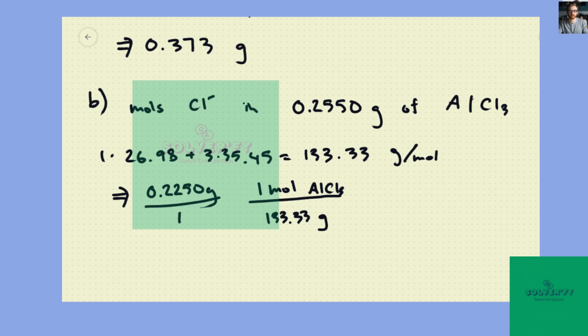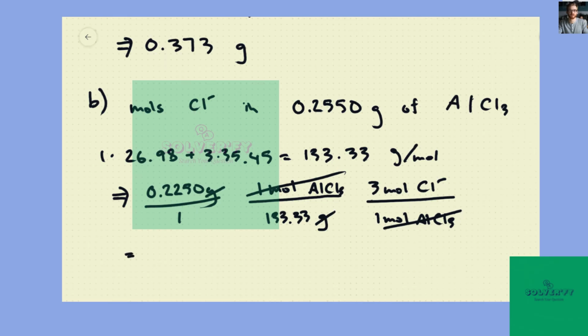And then we multiply how many chloride ions per aluminum trichloride. That's 3. So 3 moles of Cl minus per 1 mole of AlCl3. These cancel, and this equals 0.255 divided by 133.33 times 3, and you would get 5.063 times 10 to the negative 3 moles of Cl minus.